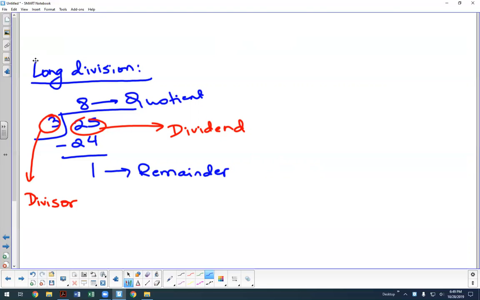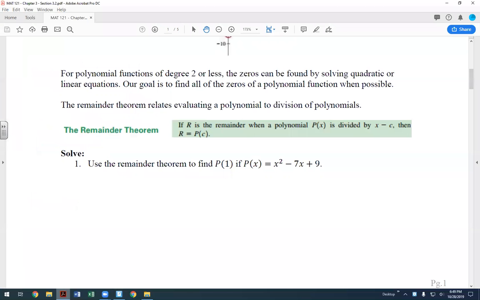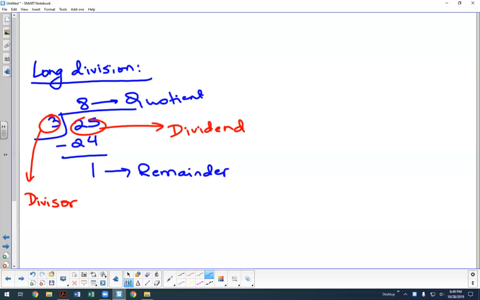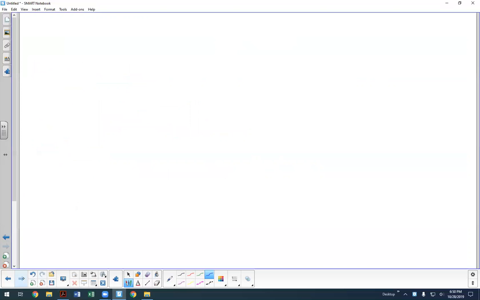All right, so how do we take this idea of long division and use it with a polynomial term here? So let's see, they are asking us to take the polynomial x squared minus 7x plus 9 and use the remainder to find out what p of 1 is going to be. We are not doing direct substitution here, just so that you are aware. Our polynomial x squared minus 7x plus 9, they want to know what happens.